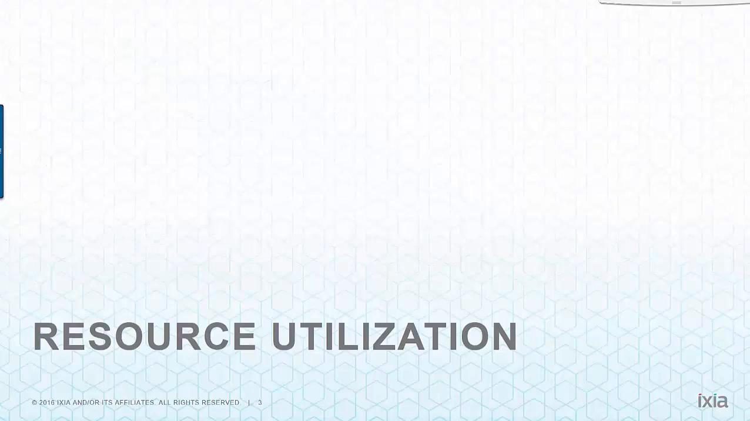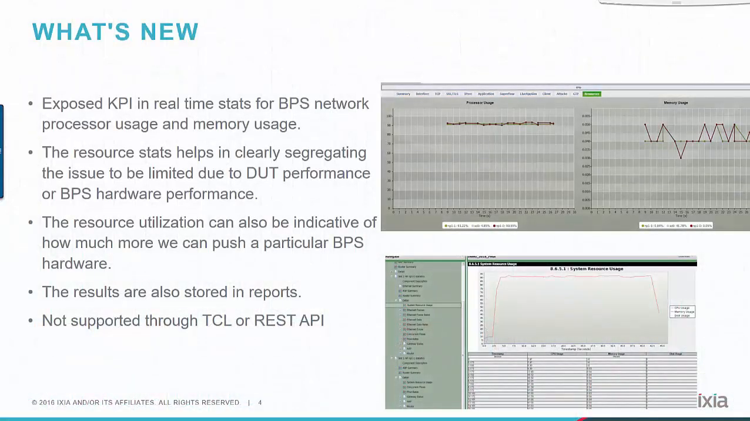Resource utilization. Up until now, a lot of times customers would complain that they are not achieving a particular test configuration to its full performance because the test tool is not able to do it. And most of the time there was no way for us to prove whether it's the test tool or the DUT itself that doesn't have the resource capability to achieve a particular test configuration.